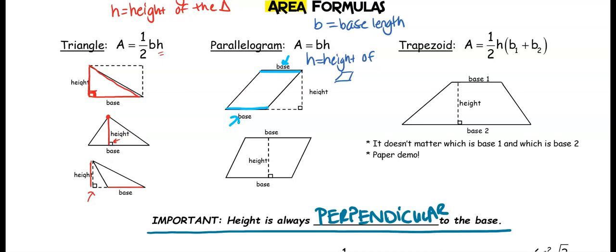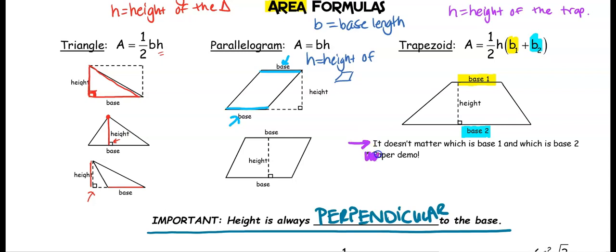Then we get to our trapezoid. When we look at our trapezoid formula, it's A equals 1/2 H (B1 + B2). So our H is going to be the height of the trapezoid because we're in the trapezoid formula. Then we have B1 and B2. We see B1 is going to be base 1 and B2 is going to be base 2. Don't forget, it doesn't matter which one is base 1 and which one is base 2.